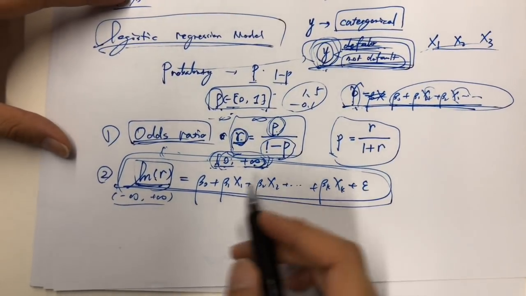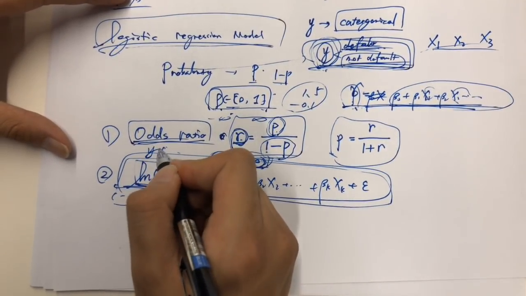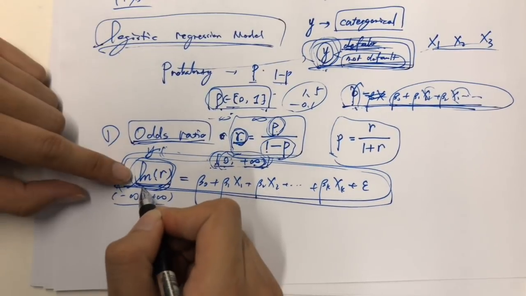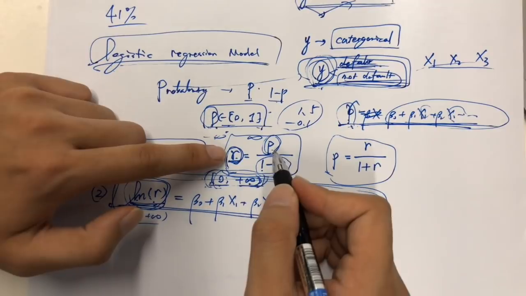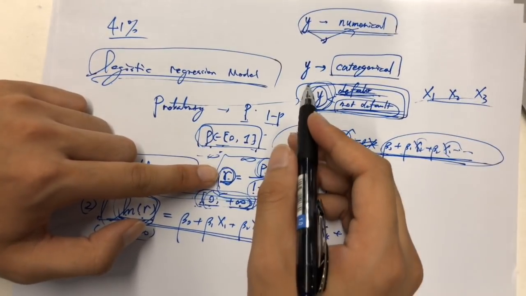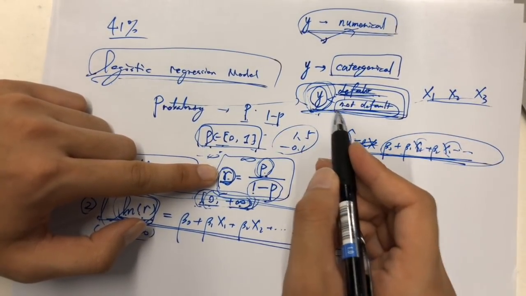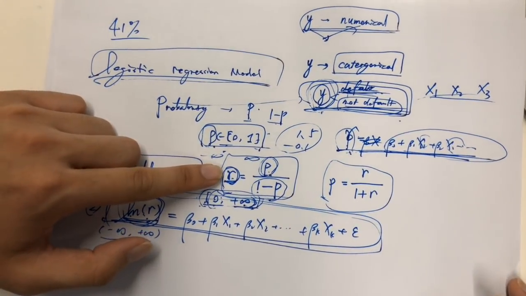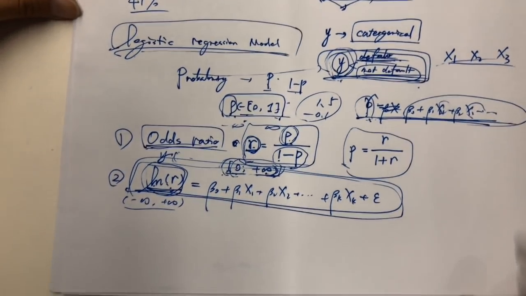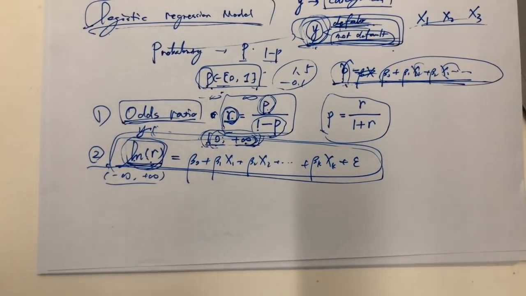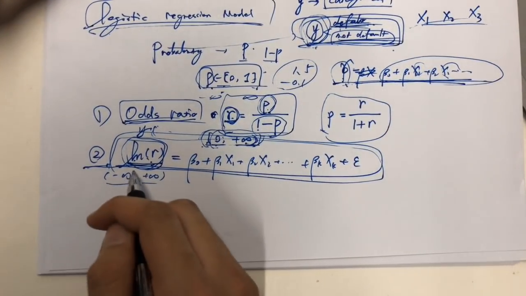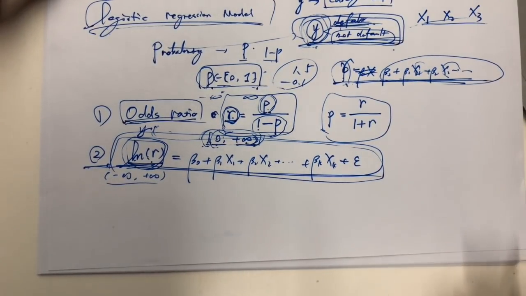Logistic regression is simply to replace y by log of R. And we know that the log of R is constructed by the probability of y equal to default or not default. So this is log of R.